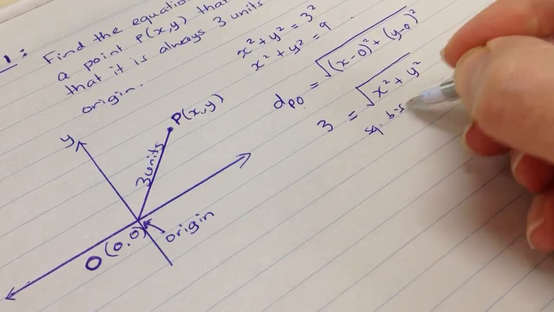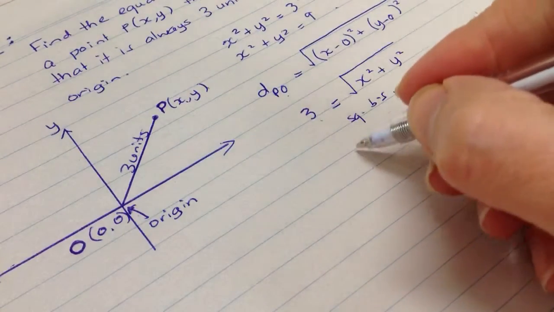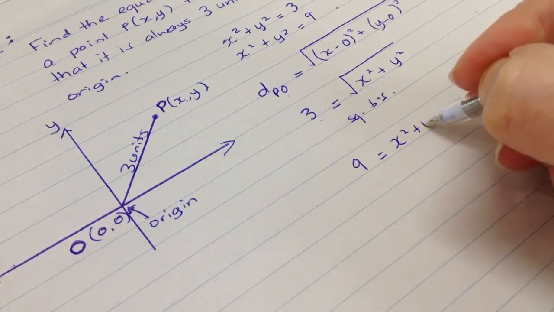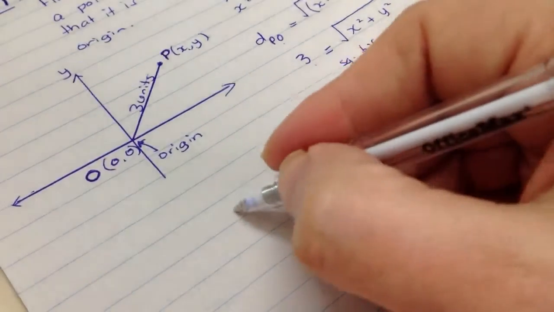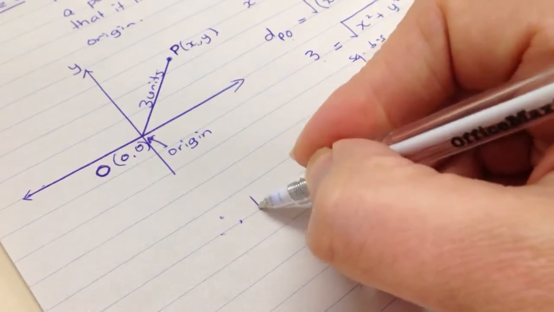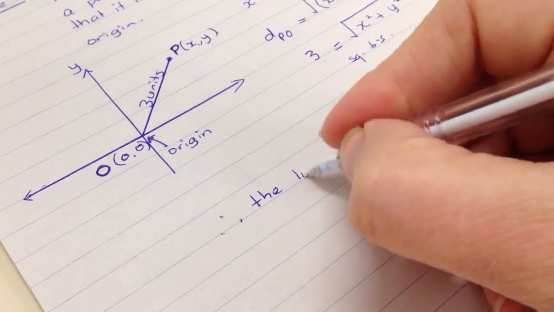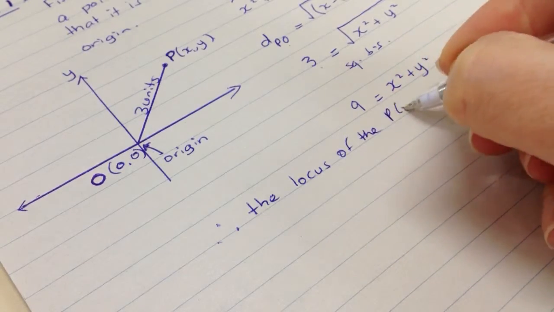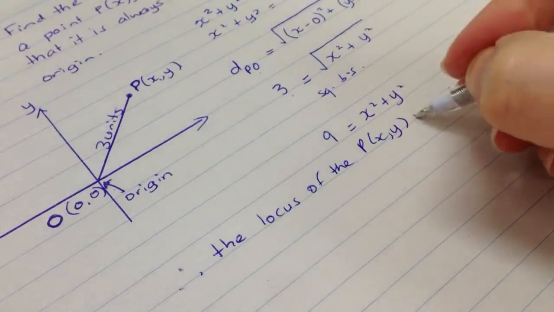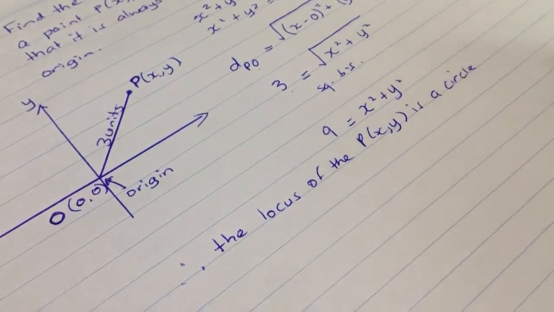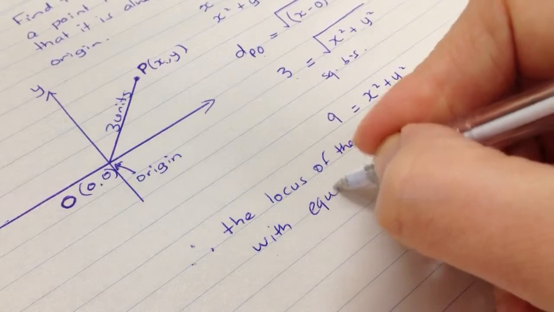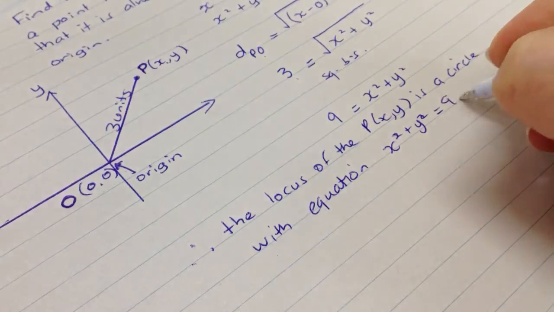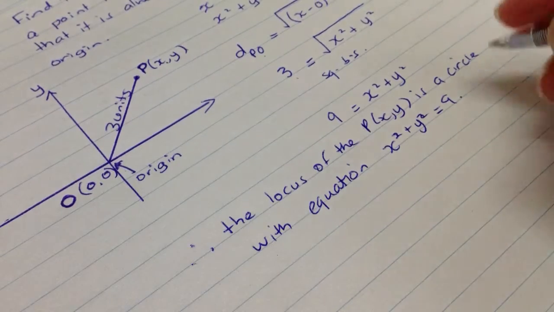So square both sides. If we square the 3, we get 9. And if we square this side, we just end up with what's underneath the square root sign, x squared plus y squared. So, therefore, the locus of the point P(x, y) is a circle with equation x squared plus y squared equals 9. Okay, and that's that question.